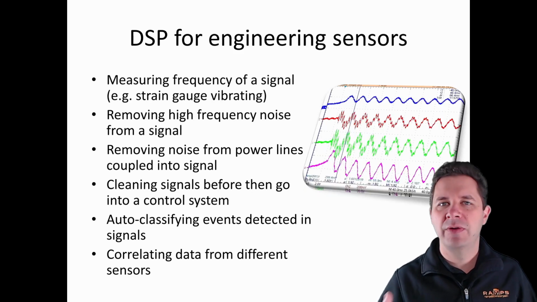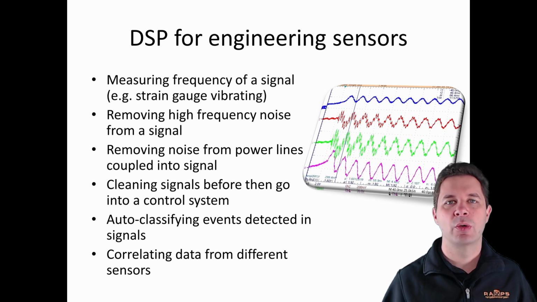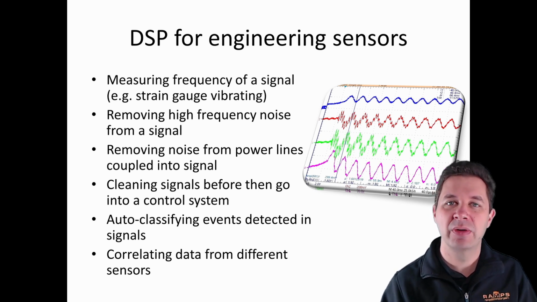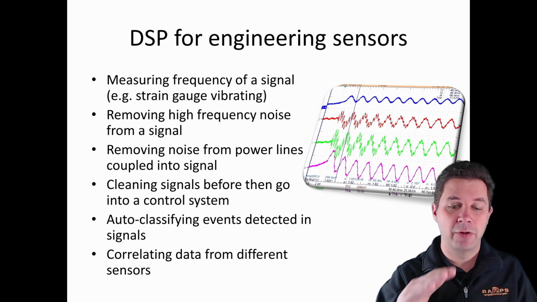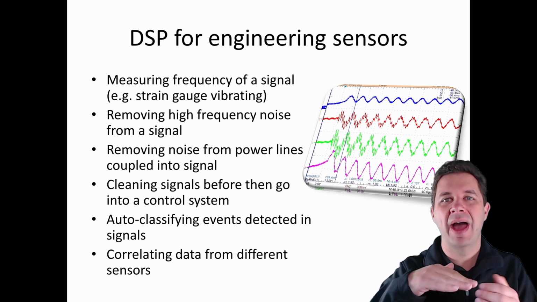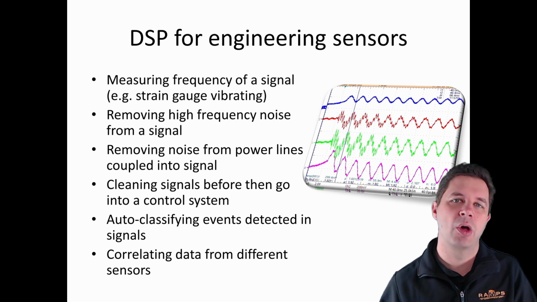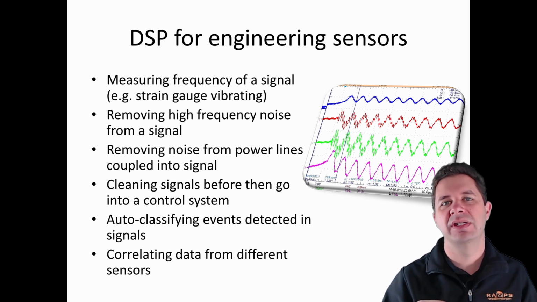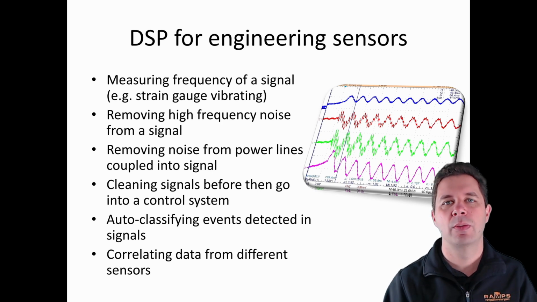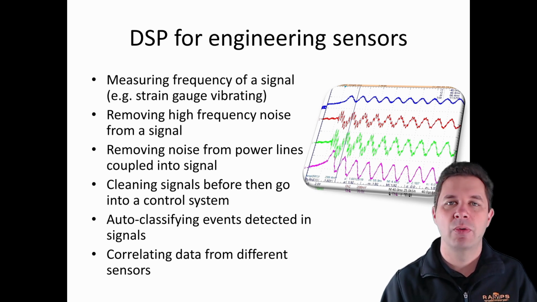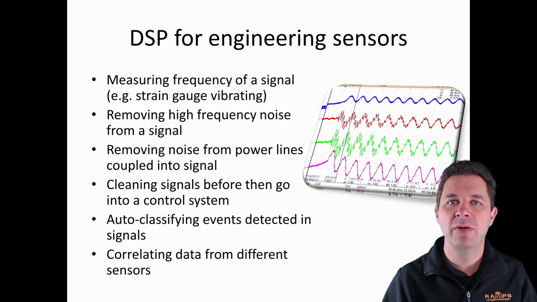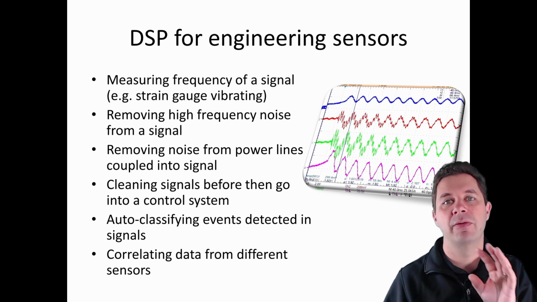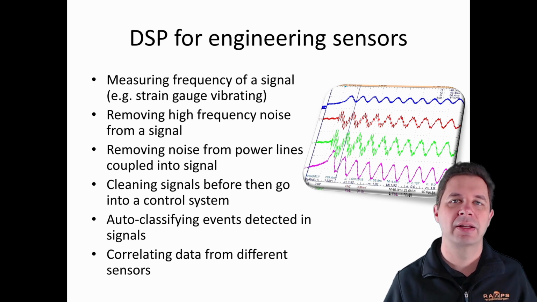And for these non-visual and non-audio sensors, there's also applications of DSP as well. For example, if you're trying to measure the frequency of a signal, for example, if you've got a strain gauge that's oscillating away and you're trying to measure what frequency it's oscillating at, we can use DSP for that. Or we might have some high frequency noise that's been coupled into a particular signal. For example, our platform might be vibrating and we want to remove that vibration and decouple it from the actual signal data that we're trying to extract.